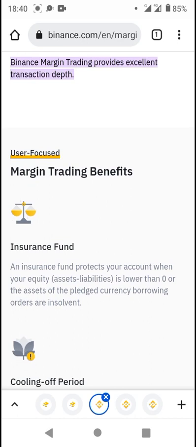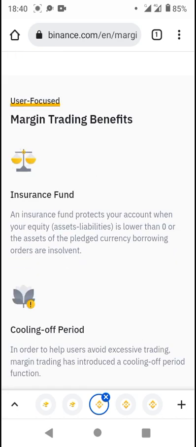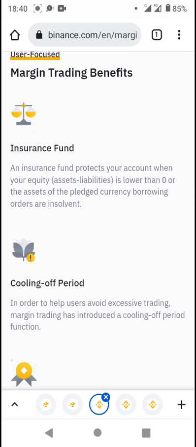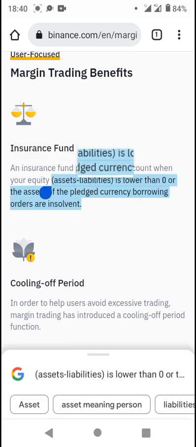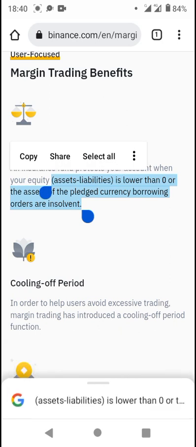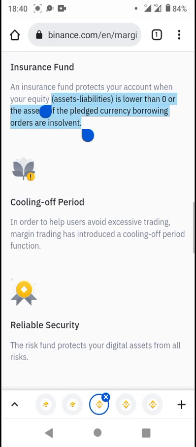Binance margin trading is also user focused. There is the insurance fund. An insurance fund enables users to be protected on their account. For instance, when your equity or assets liability is lower than 0, or the asset that is being pledged, cryptocurrency borrowing orders are insolvent.